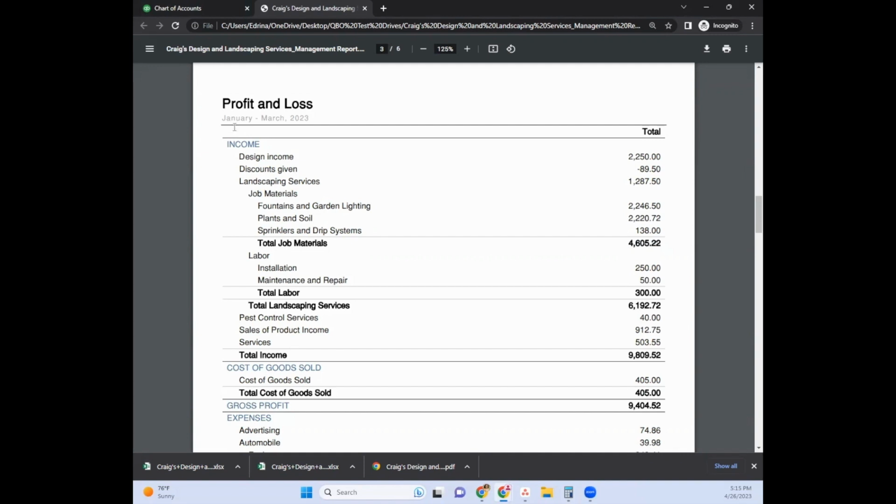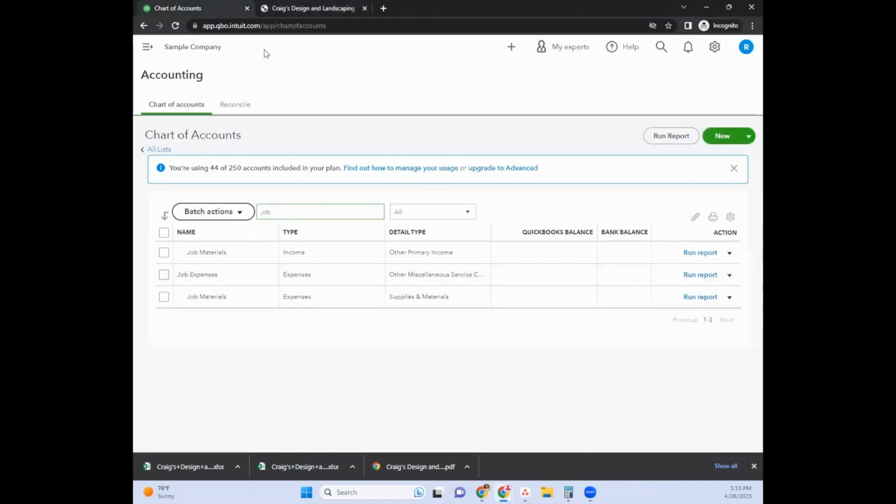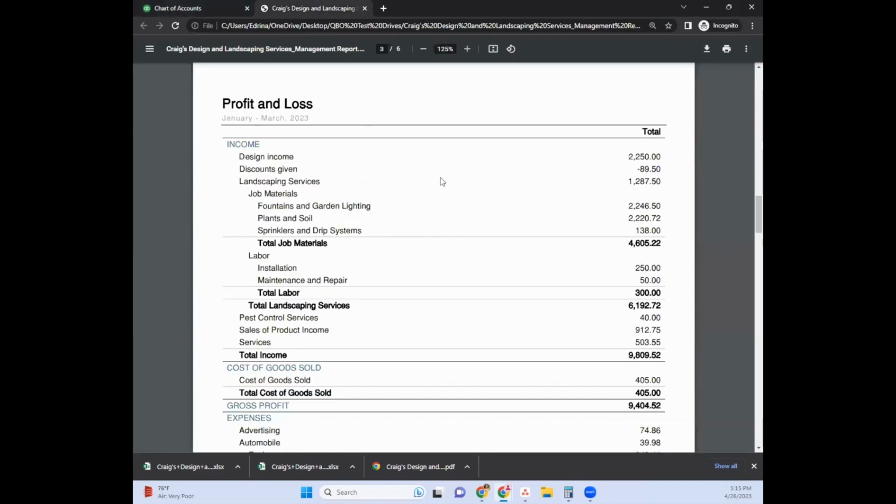One thing I did want to mention is sometimes this account in QuickBooks is an expense account. So there's 2 different types here in Craig's Design and Landscaping. He does have an income account for other primary income that says job materials. And then he has these 2 expense accounts that say job expenses and then job materials for supplies and materials. So just be really careful when you're coding these types of transactions that you're selecting the correct account, because it can be really easy to make a mistake here. So I just wanted to sidebar on that one for a minute.